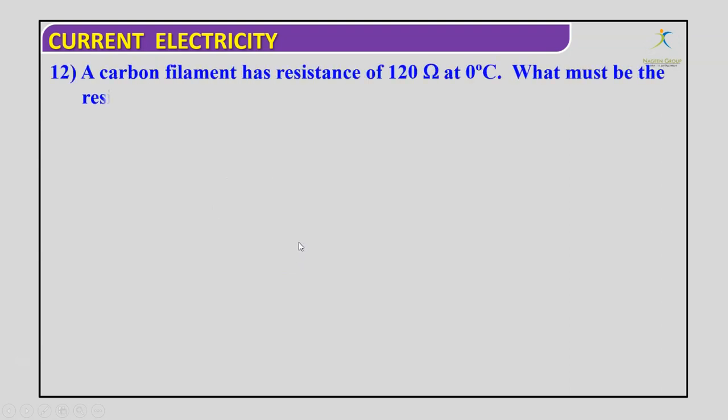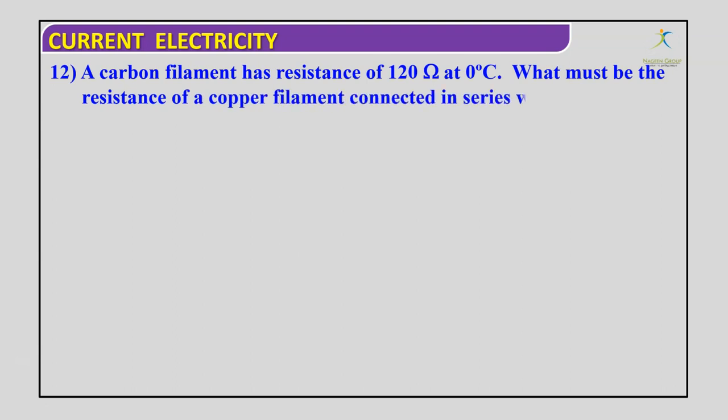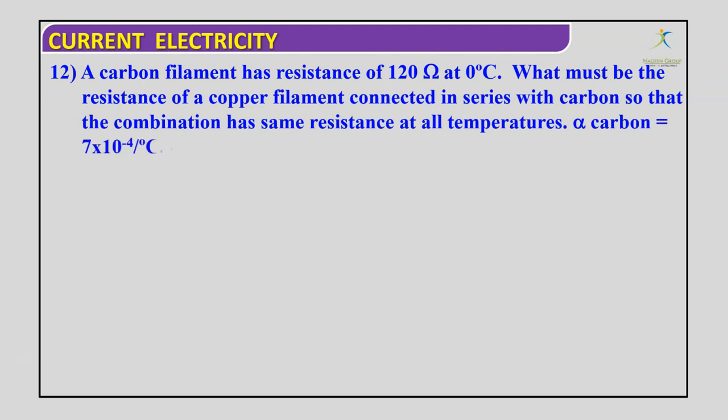A carbon filament has a resistance of 120 ohm at 0 degree centigrade. What must be the resistance of a copper filament connected in series with carbon so that the combination has the same resistance at all temperatures? Alpha of carbon is equal to 7 into 10 to the power minus 4 per degree centigrade, and alpha of copper is equal to 4 into 10 to the power minus 3 per degree centigrade.